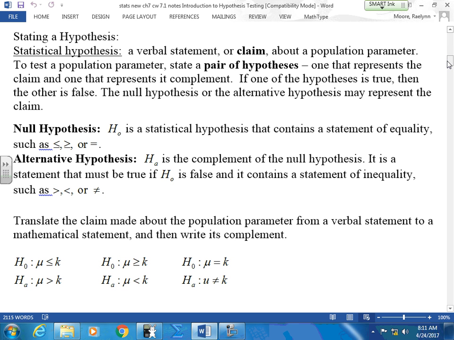Stating a hypothesis. So if Olivia could put your phone away right now and concentrate on this, I would be very happy.